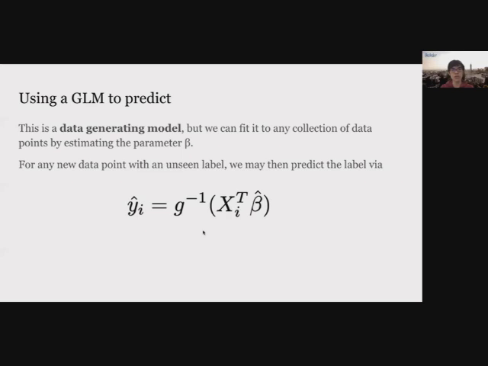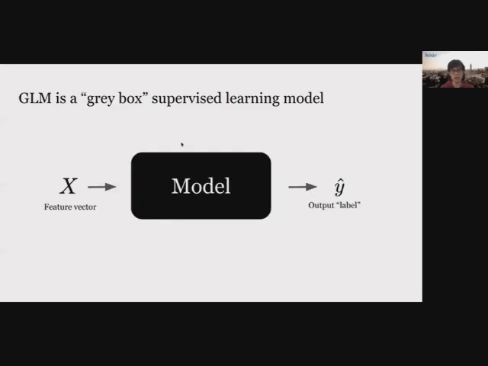Okay, so this is simply what you get from a supervised learning model, right? So recall what we do in supervised learning. After we have a model, we feed in a feature vector X, and then the model is going to spit out an output label Y hat. And that is exactly what a GLM is going to give you.